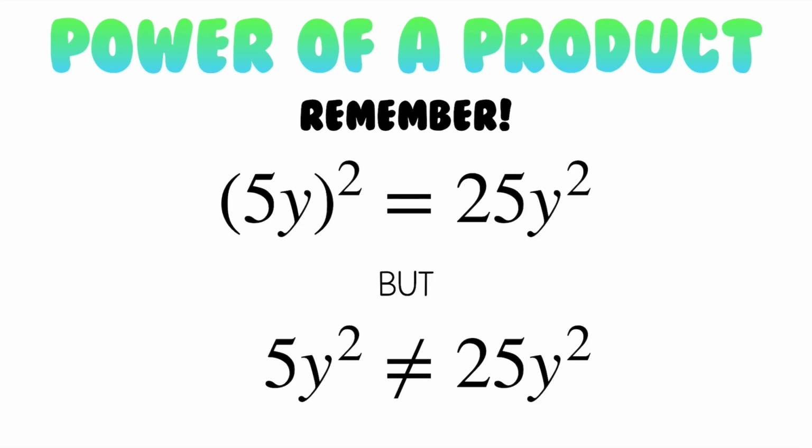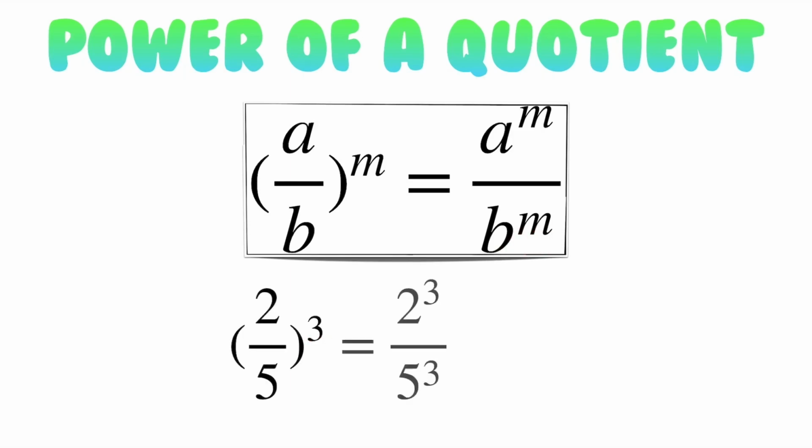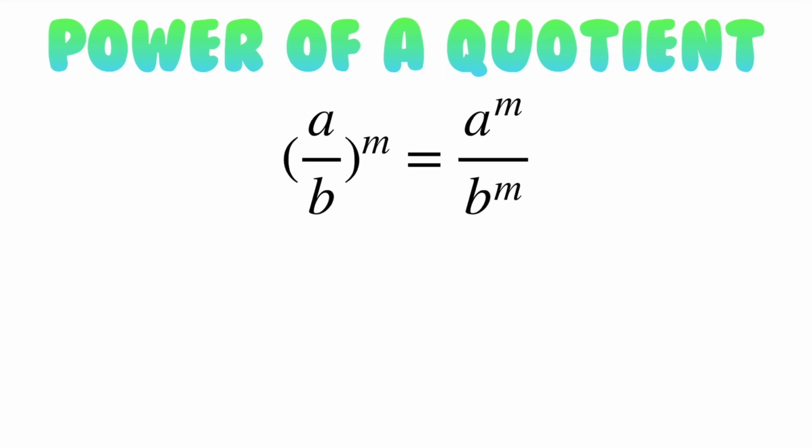That's it. And now we are at our last property, the power of a quotient. This is sort of like the power of a product property, but with a quotient. So it says when you have one thing divided by another all to the power of something, it equals the numerator to that power over that denominator to that power. So when you have 2 over 5 all cubed, that gives you 2 cubed over 5 cubed, which simplifies to 8 over 125.